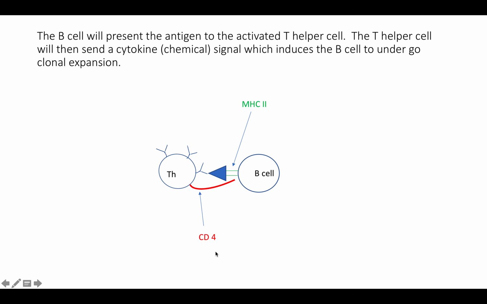So here we have the T helper cell attached to the B cell through that antigen. CD4 recognizes MHC class II. So that B cell presents the antigen to the activated T helper cell, and the T helper cell will send a cytokine signal which induces that B cell to undergo clonal expansion.